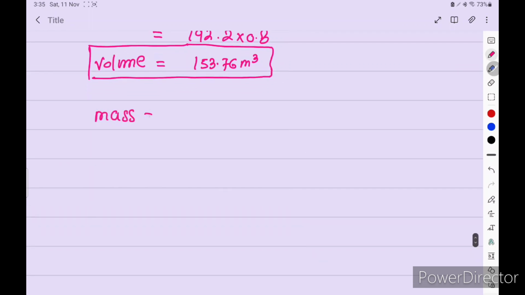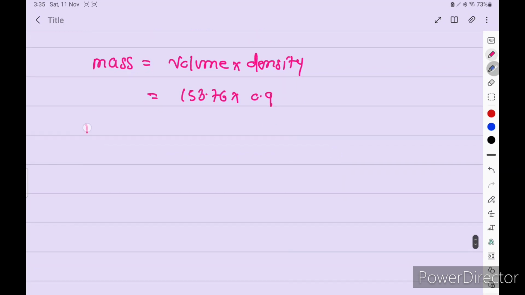Mass is equal to volume into density. Volume 153.76 into density is 0.9 given in the question. So mass is equal to 138.384 ton.